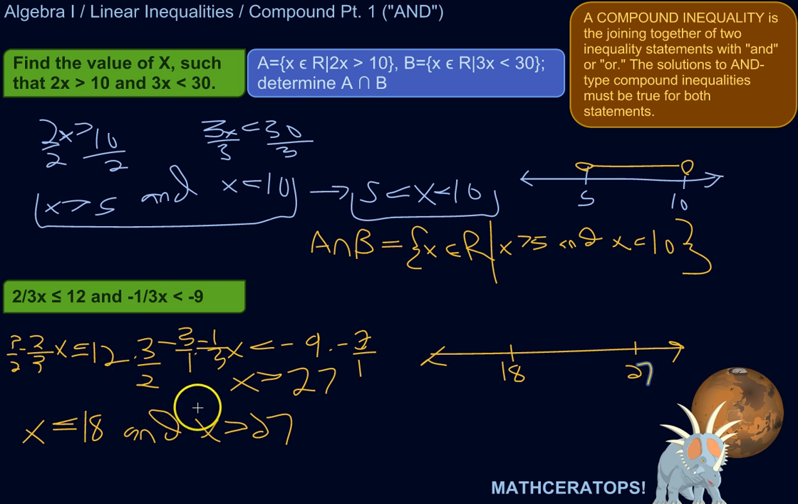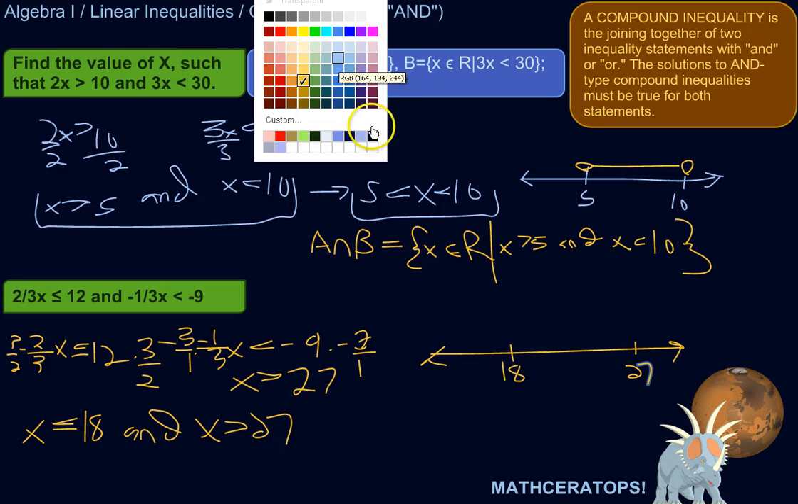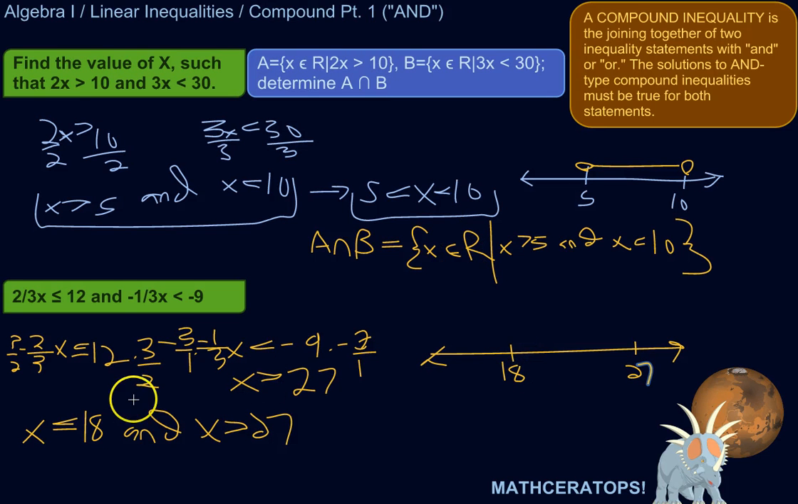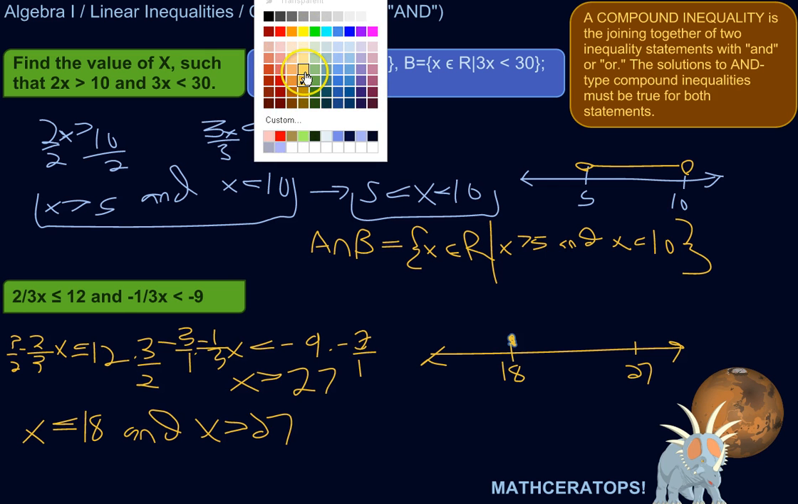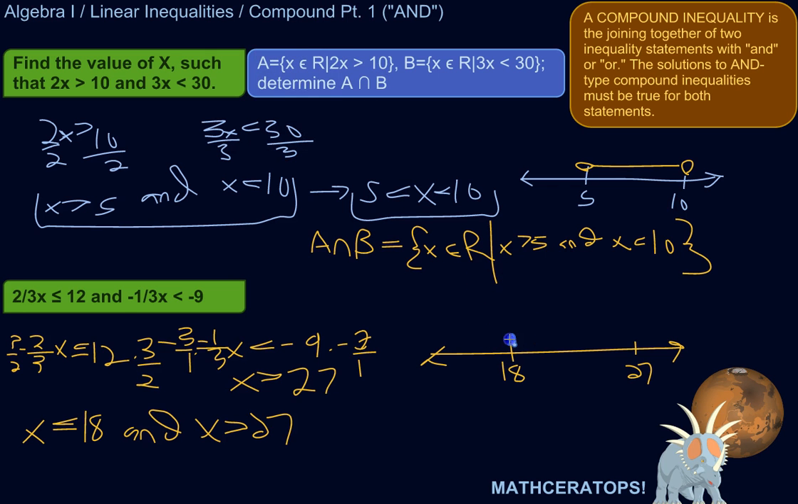Okay, so if I were to graph these individually, x is less than or equal to 18. So 18 would be okay, and anything less than 18 would be okay. So that would be this part. x is greater than 27. So 27 wouldn't count, but anything that's greater than 27 would count. Okay, there's no intersection here. There's no overlap. So it's impossible to fulfill both conditions.